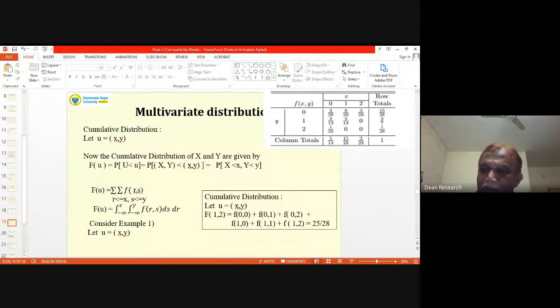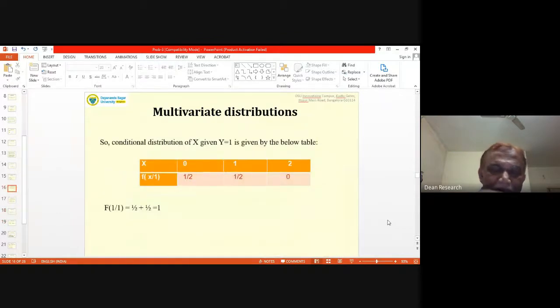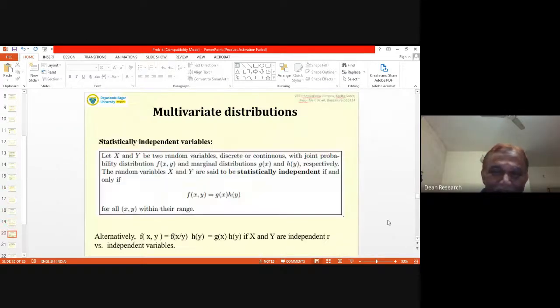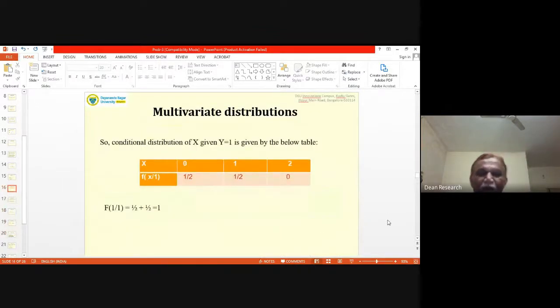Now let us go back for a while. Mr. Ramesh Murthy, is it clear what f of 1 given 1 could be? Yes, sir. Okay, I think I have given that. No, I have not given. Anyway, you can easily make that out.